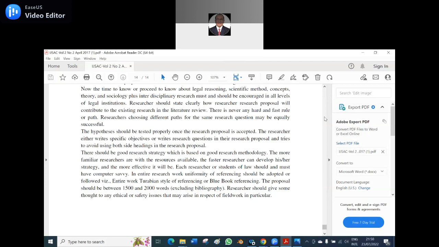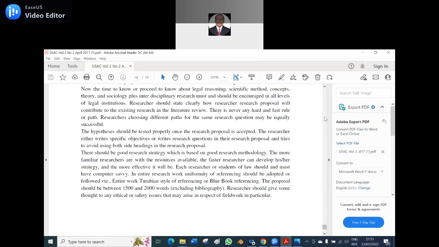So, the general principles are the same. Even the referencing is the same, depending upon the reference that you are going to use, and it depends on country to country or university to university. But the general framework is a very important factor.